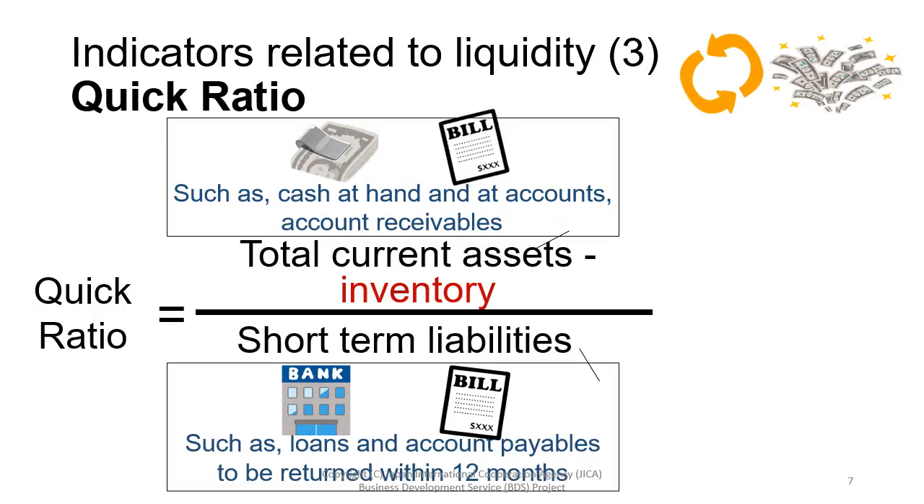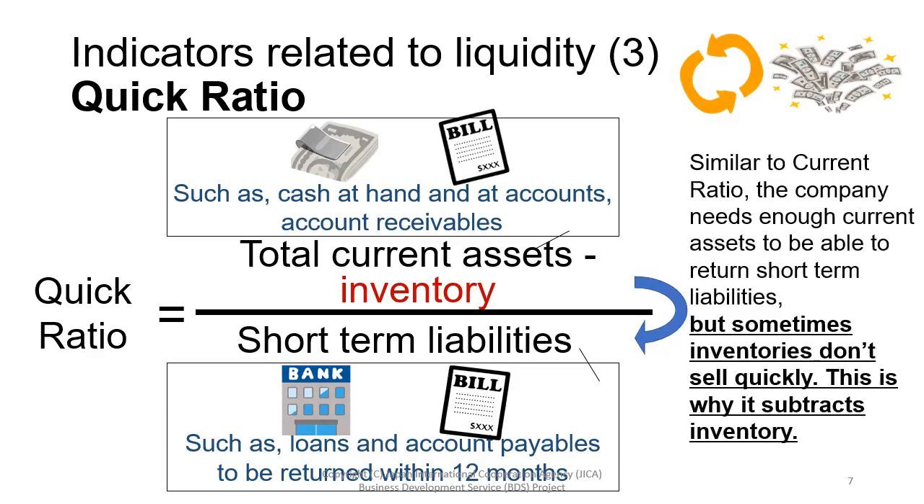Lastly, the quick ratio. The equation is quite similar to current ratio, only you subtract inventory from total current assets before dividing it by short-term liabilities. The reason we look at quick ratio on top of current ratio is because sometimes inventories don't sell quickly, so we only look at current assets that can turn into money fast. Quick ratio should also not be too low to avoid the MSME from running out of cash.